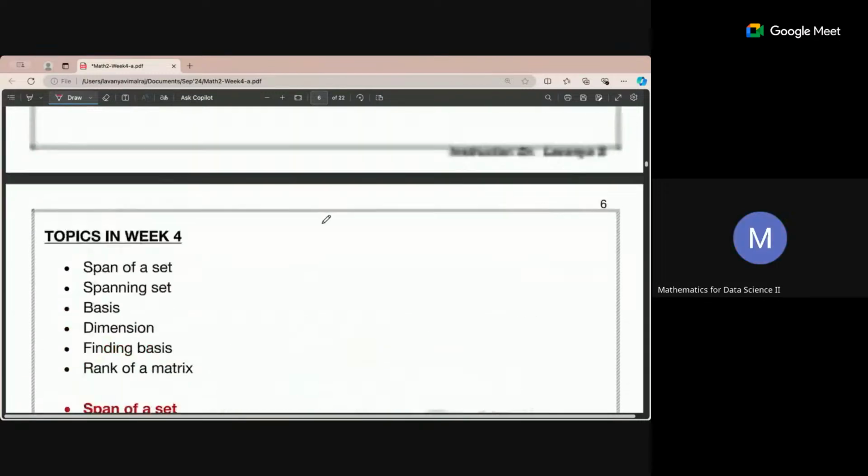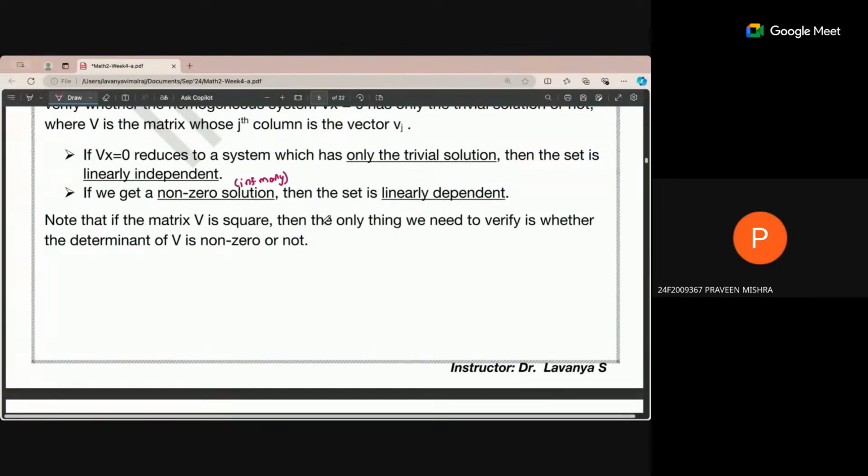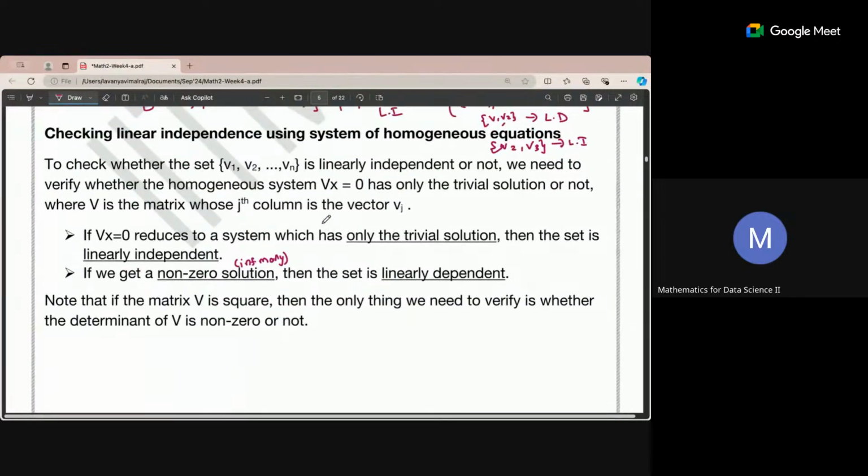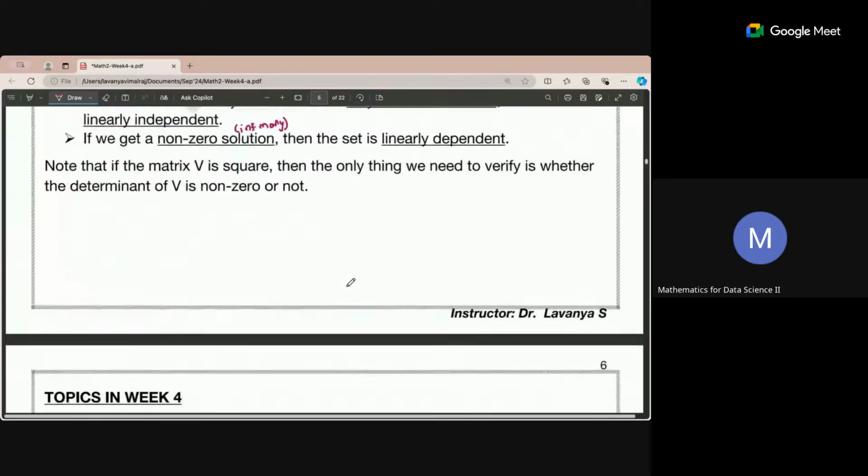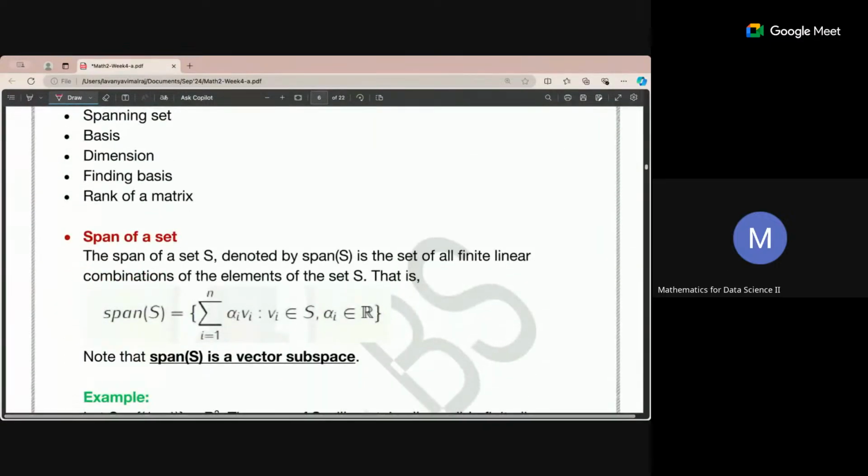One more doubt. We have to represent the set of those vectors as the columns of the matrix. Yes, you have to write them as columns of the matrix. Okay. Can you just give me one moment? I'll be back.